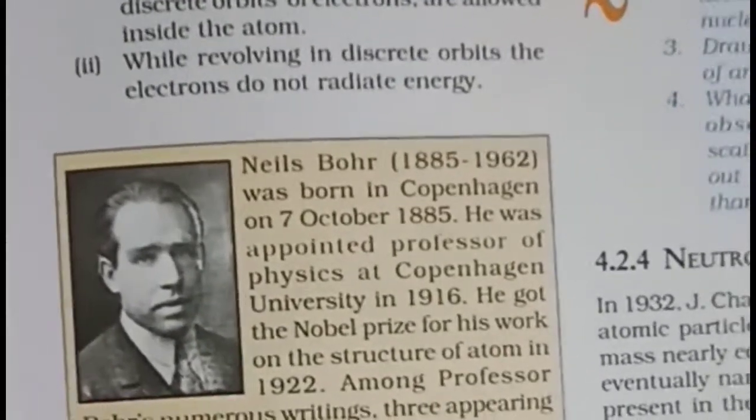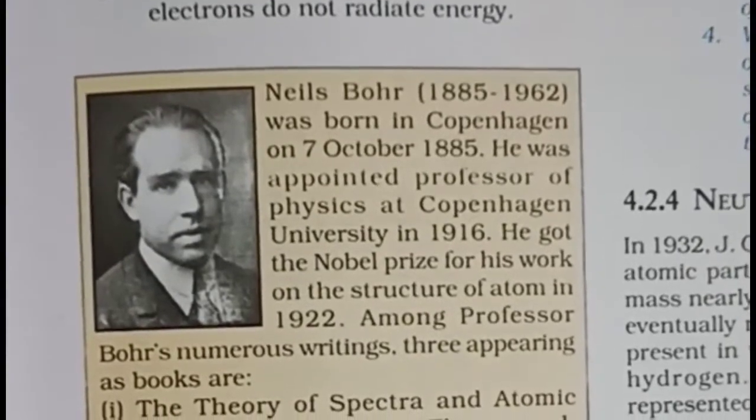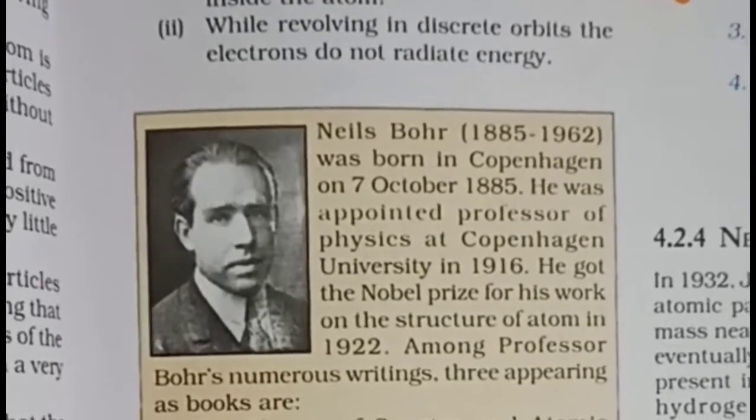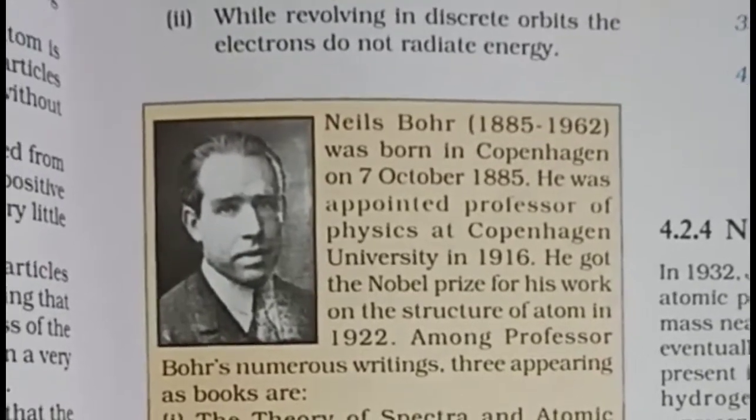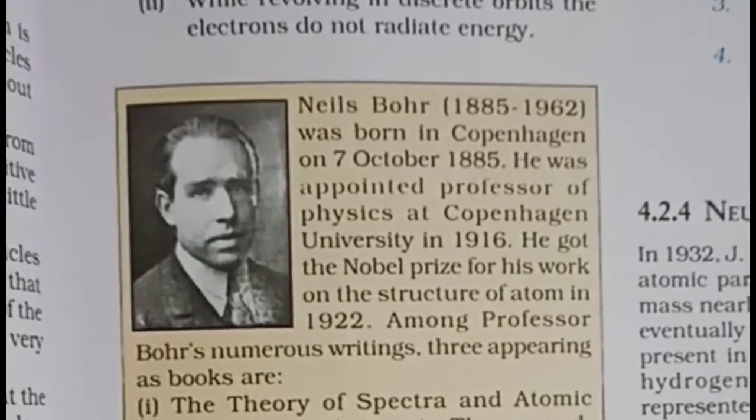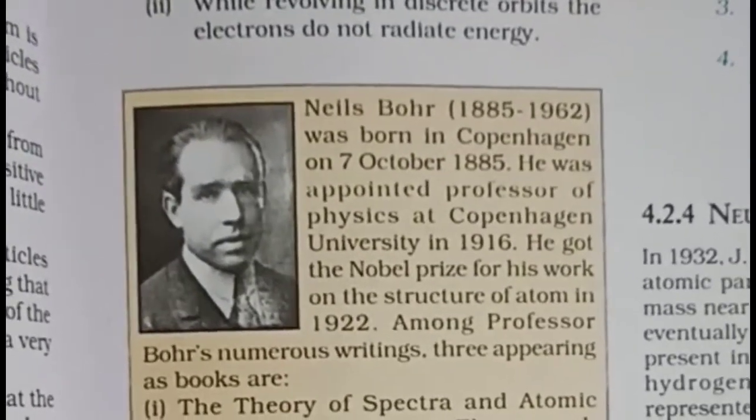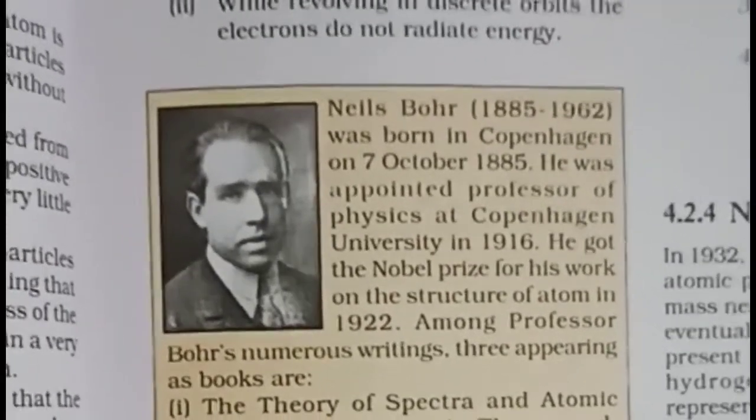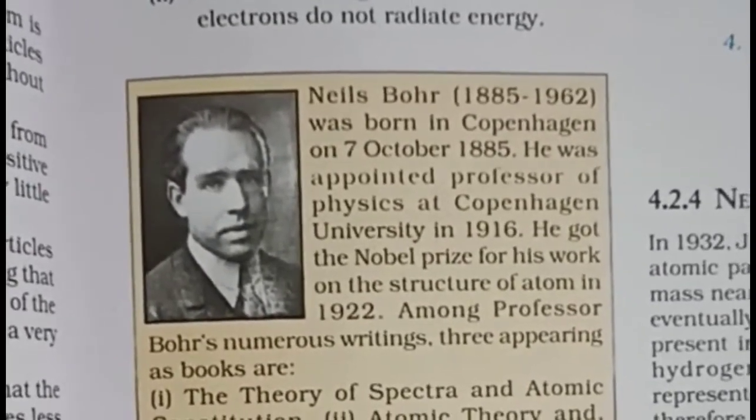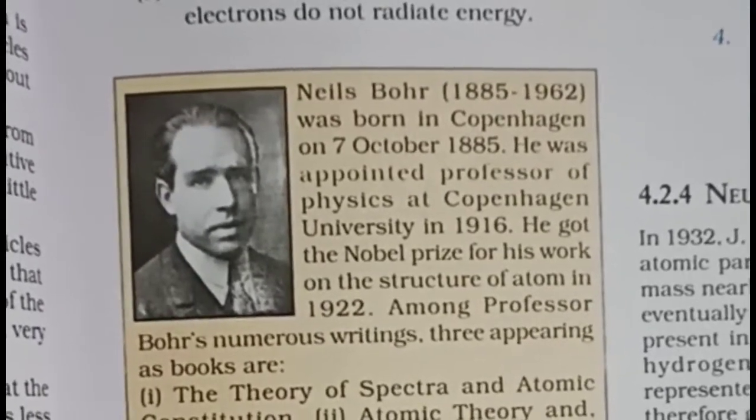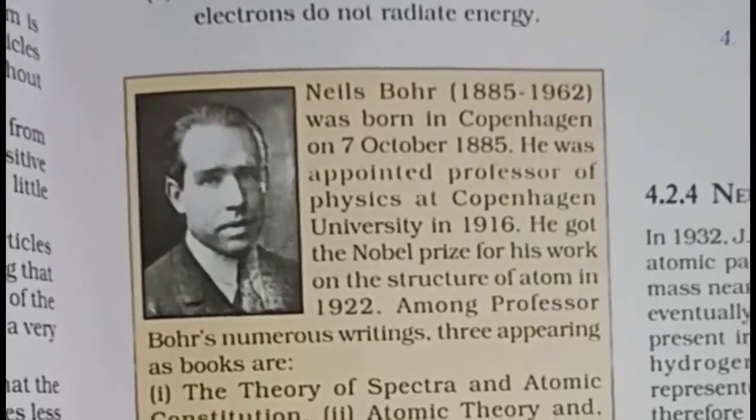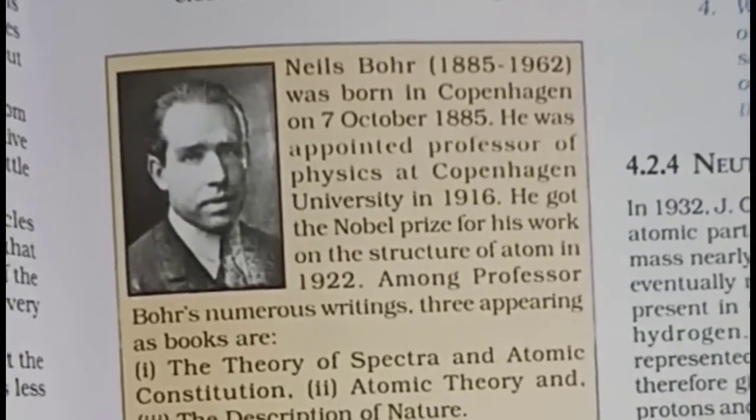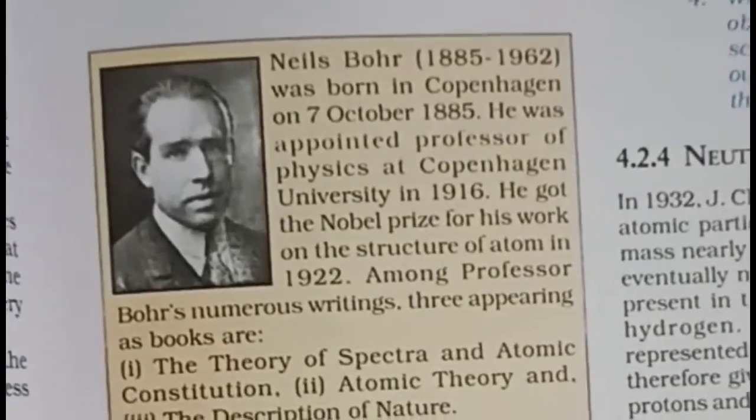So Neil Bohr had told us about some of the concepts of atom, and those ideas, those postulates we call them as Bohr's model of the atom. So what he had told, that an atom is made up of three particles: electron, proton and neutron. Electrons have negative charge, protons have positive charge, and neutrons have no charge. They are neutral.